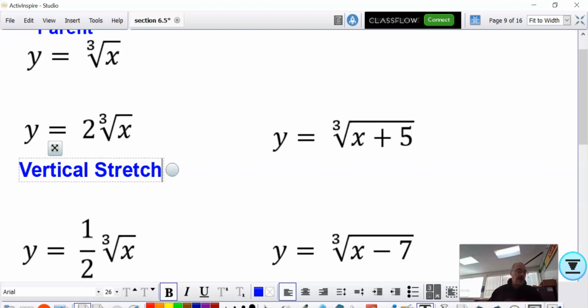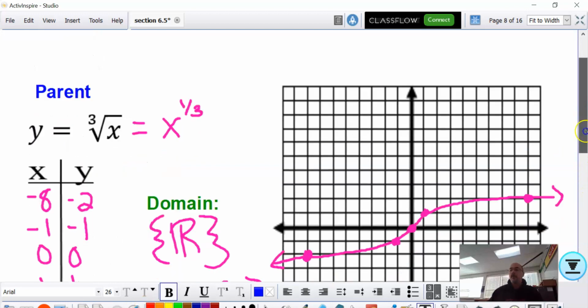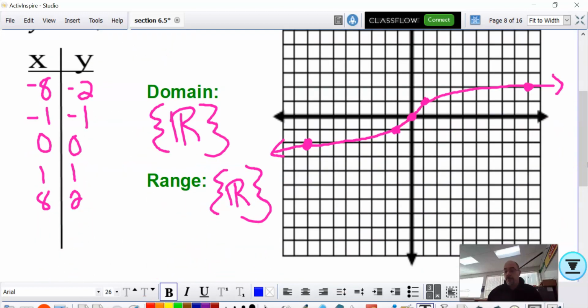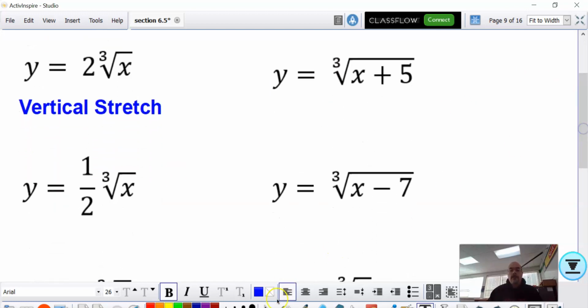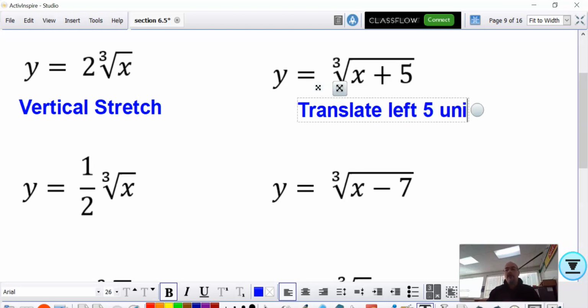The domain and range on this is going to be all real numbers because all the numbers work. It doesn't matter what we do. The only difference is what the graph will look like. All right, I'm just going to go ahead and do the rest of these, folks. This one here has a +5 inside. That means that one's going to translate left, not right, left 5 units. The domain and range will be all real numbers.